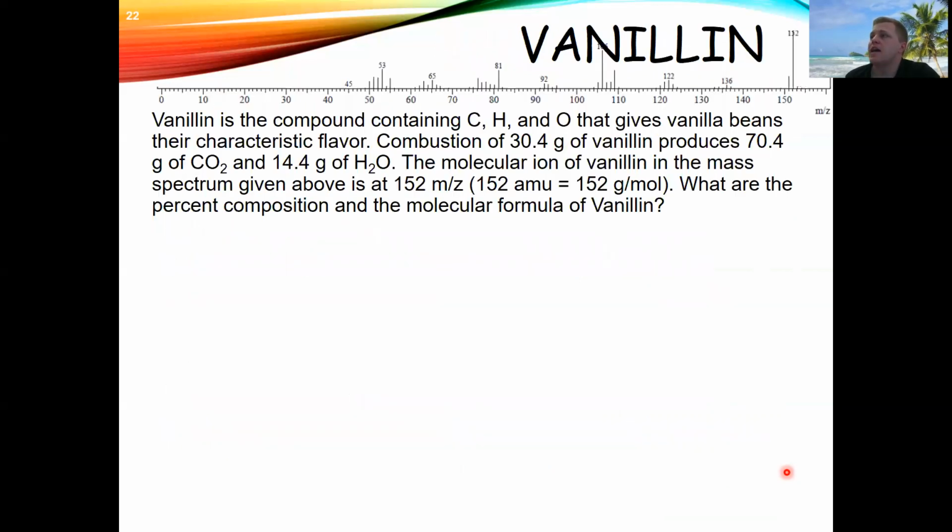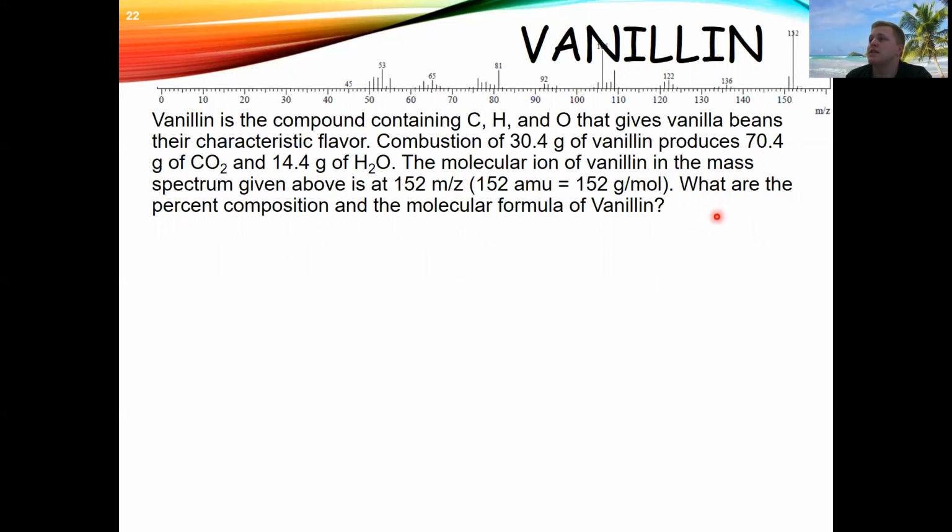Okay. Here is our problem. Vanillin is the compound containing C, H and O that gives vanilla beans their characteristic flavor. Combustion of 30.4 grams of vanillin produces 70.4 grams of CO2 and 14.4 grams of water. The molecular ion of vanillin in the mass spectrum given above, right here, is 152. So this is its highest peak. So that is its molecular weight. Now, what are the percent composition and the molecular formula of vanillin?